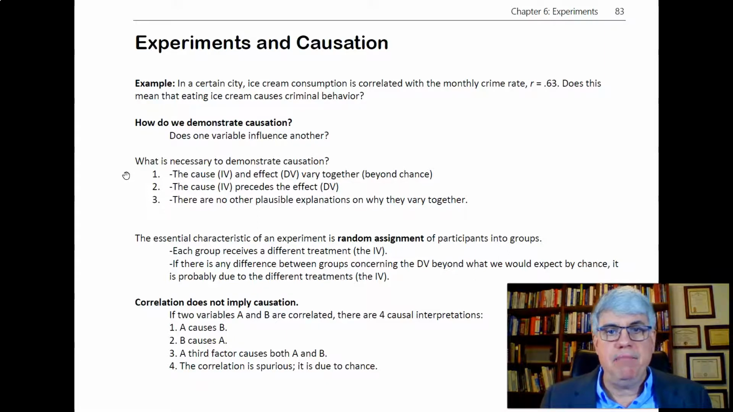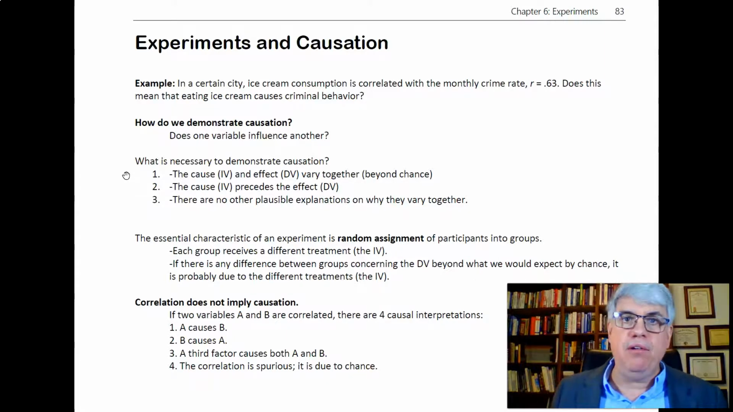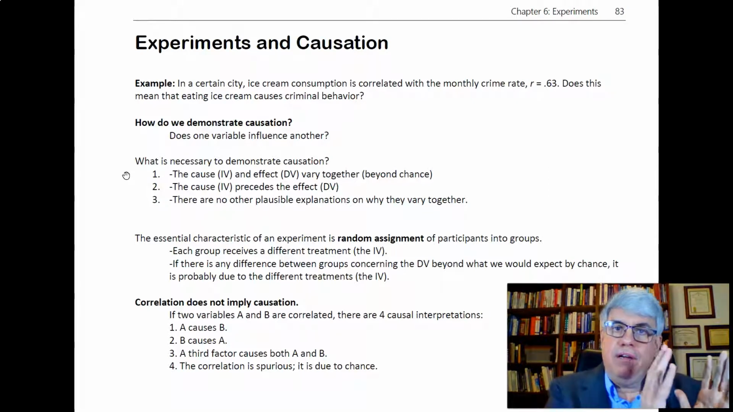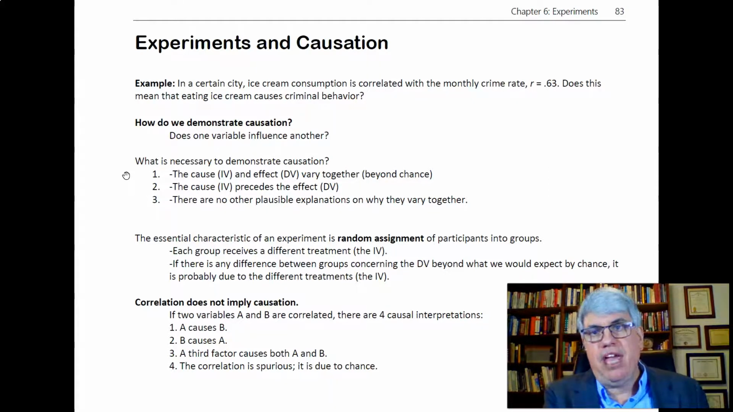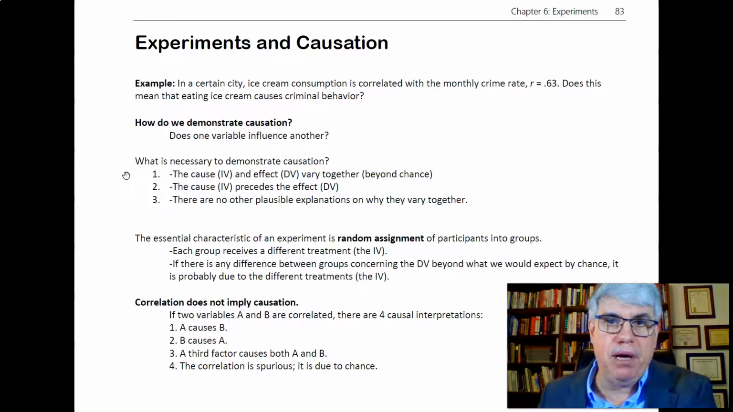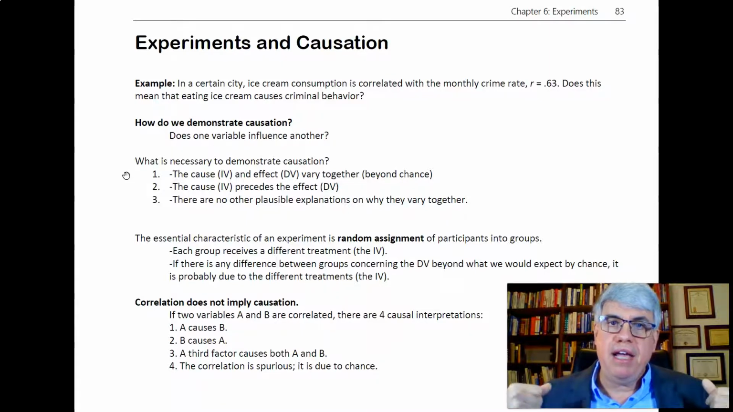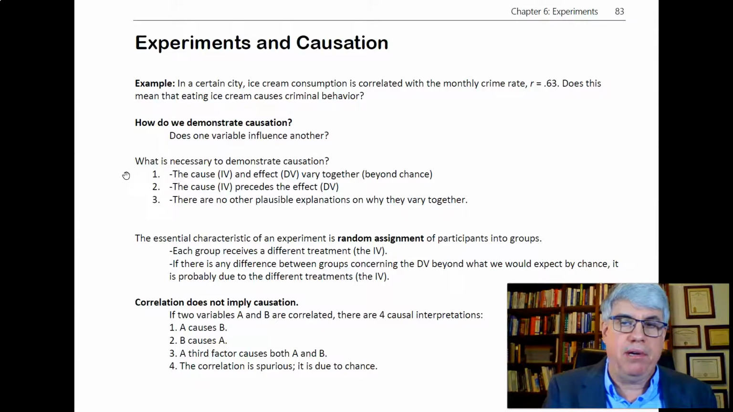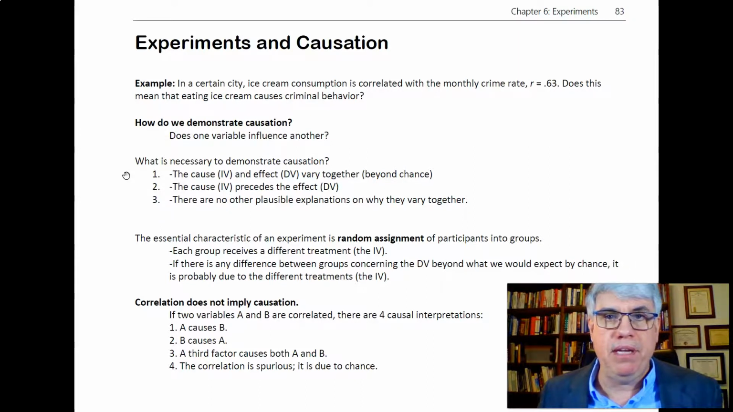So in our ice cream consumption and criminal behavior example, we would have to get maybe 200 people, 100 that will eat ice cream for a month and 100 that will not eat ice cream for a month, and see if there is a change in criminal behavior. And the only difference between the two groups is the consumption of ice cream or not. And so if the ice cream consuming group does commit more criminal behavior, then we'd say, aha, we found evidence that consuming ice cream causes criminal behavior.